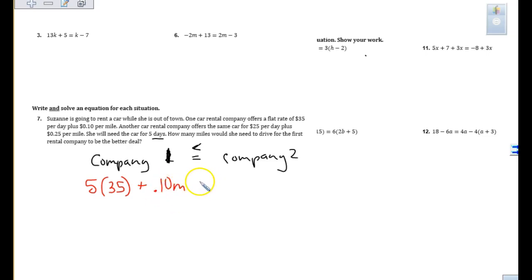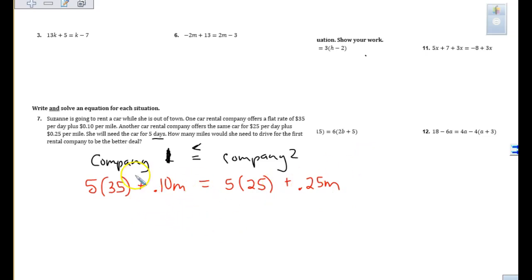Yes. We now want to look at company 2. Company 2 is going to charge us $25 per day. So we rented it again for 5 days times 25. And this company is charging us 25 cents a mile. So 0.25. And you should be able to solve this.